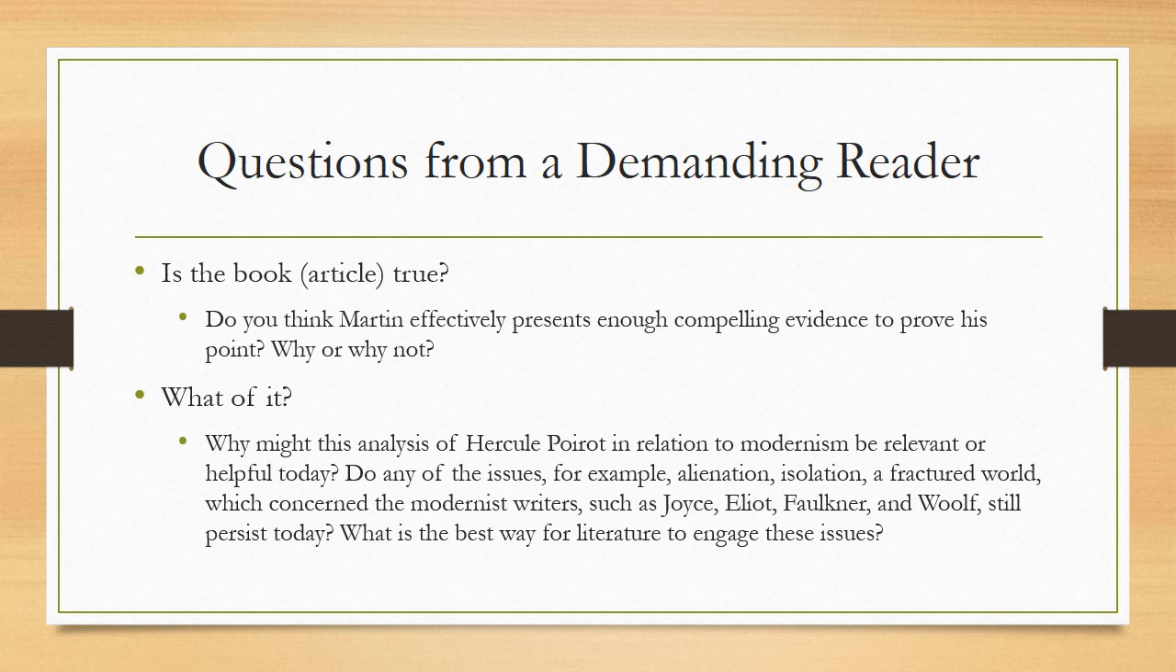Another one is, what of it? So what do we learn from this? Why might this analysis of Hercule Poirot in relation to modernism be relevant or helpful today? Do any of the issues, for example, alienation, isolation, a fractured world, which concern the modernist writers, still persist today? So these writers have described the modern world as they saw it in the early 20th century, right after World War I, in a certain way. Do you see any similarities to today? And if so, what kind of writing best deals with those issues?